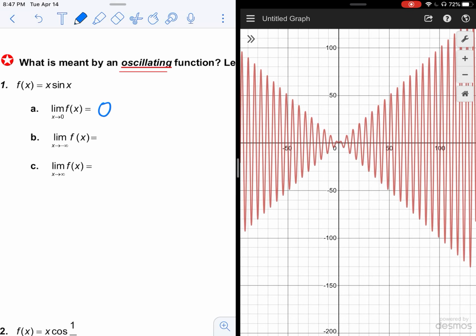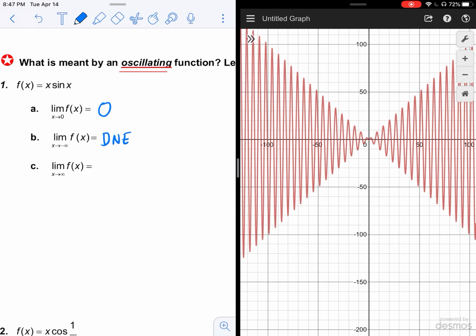And so this would be an oscillating function. When we look at infinity, because it's bouncing back and forth, I cannot peg it. It's not going toward only positive infinity or only negative infinity. This is a limit that does not exist. So we would say D and E.